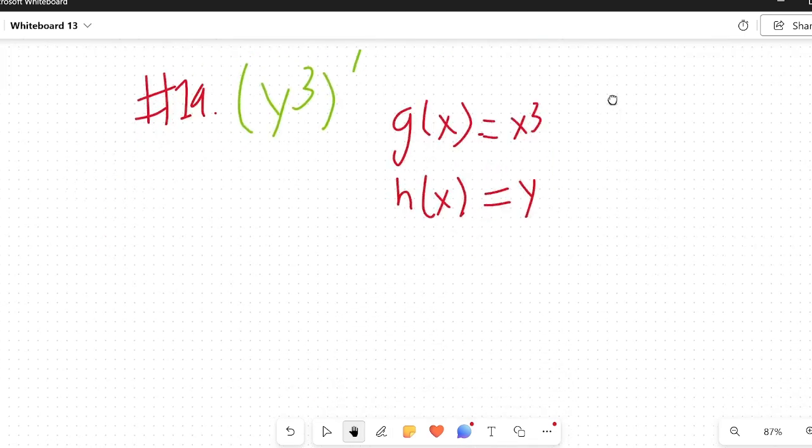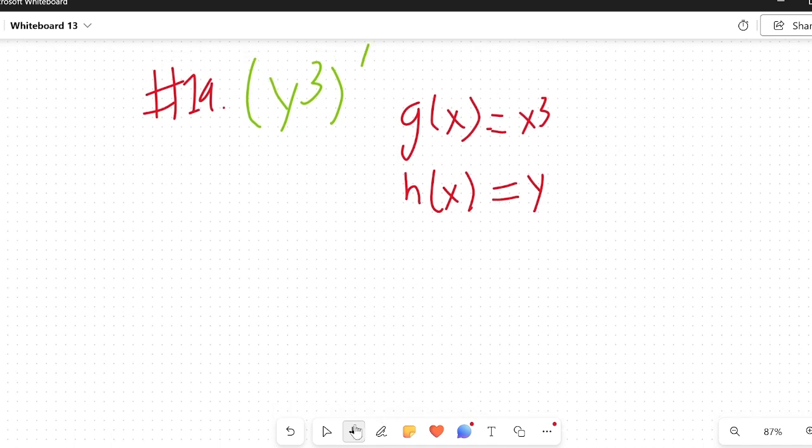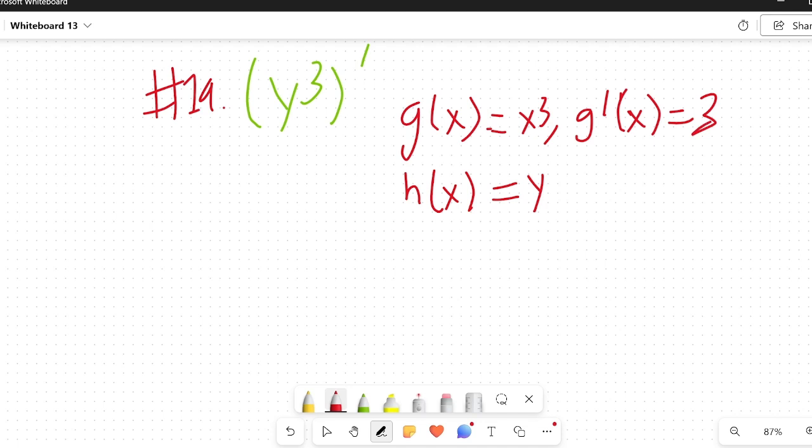Yeah, ignore the upper problem. Let's say we're trying to find the derivative of something like this. If we want to use chain rule, the derivative of this is going to be equal to g prime of x. So g prime of x is just equal to 3x squared.